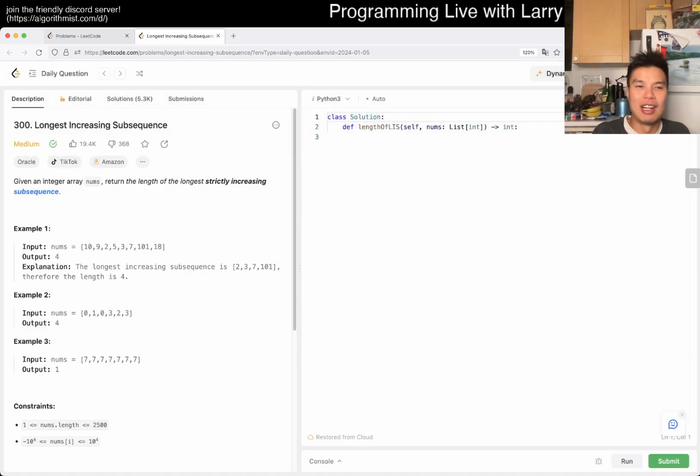Number 300, longest increasing subsequence. Given an integer array nums, return the length of the longest strictly increasing subsequence.